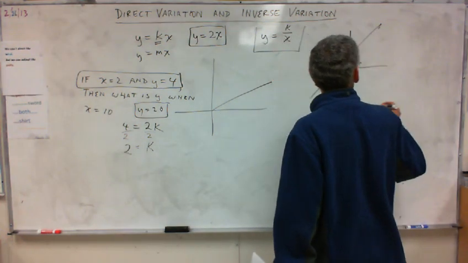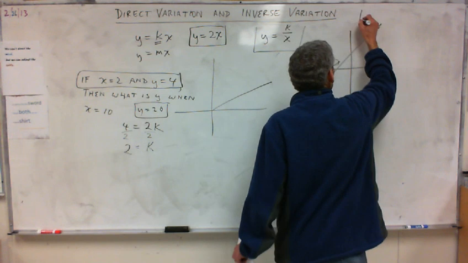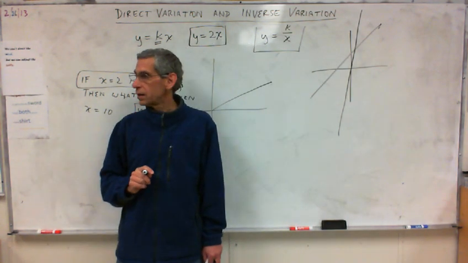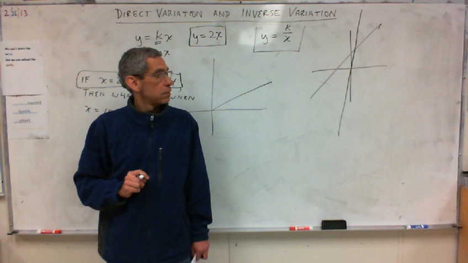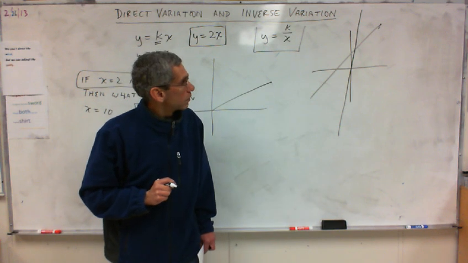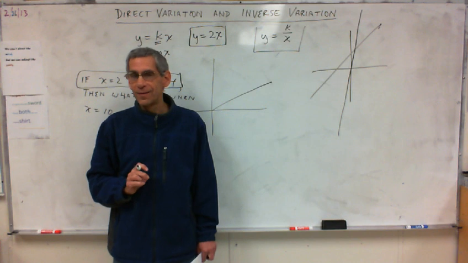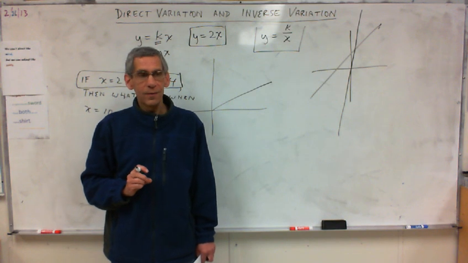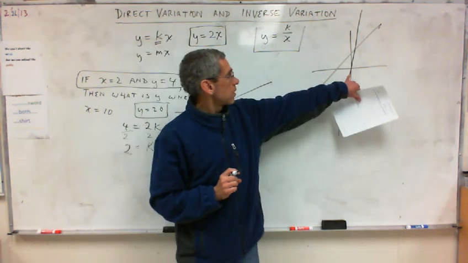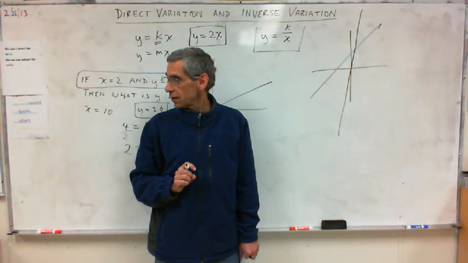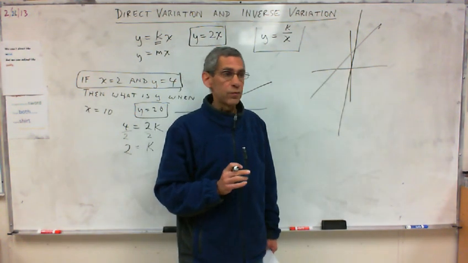Is this an example of direct variation? No. Why not? It's not a straight line. Well, if it were a straight line. No. Yes, because it goes through 0, 0, right? It's an example of direct variation.